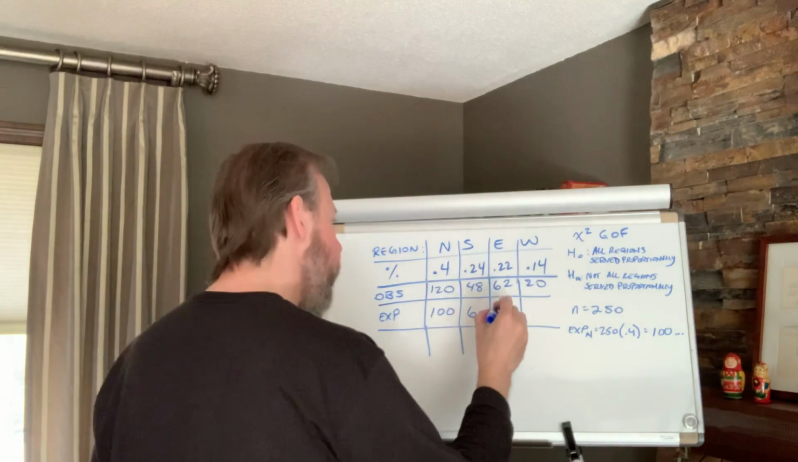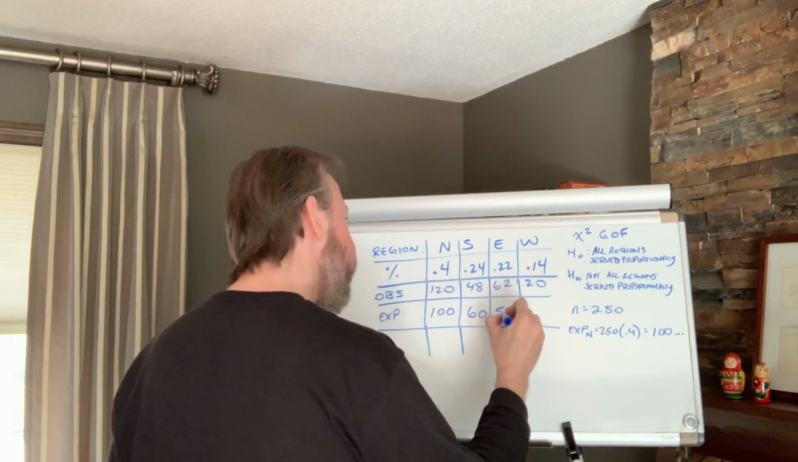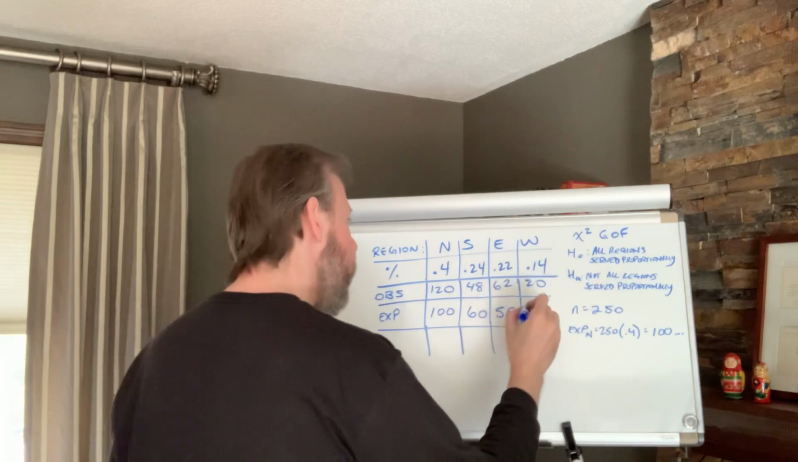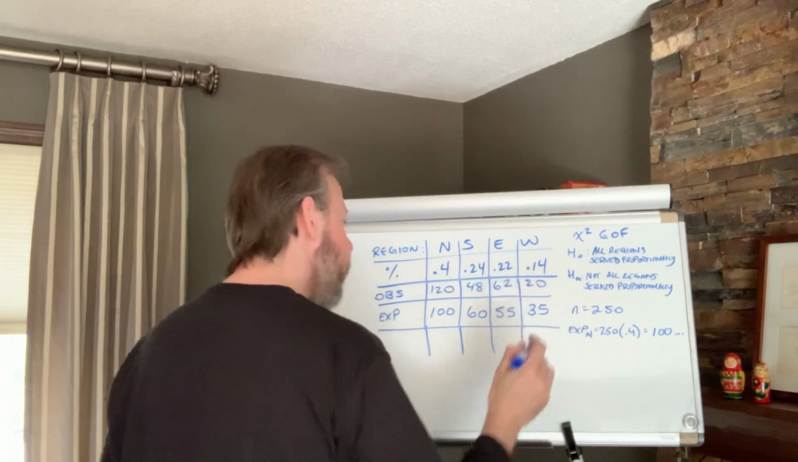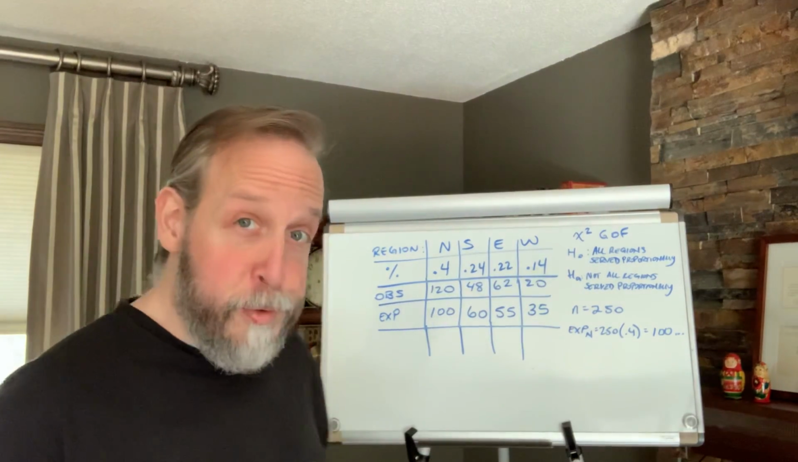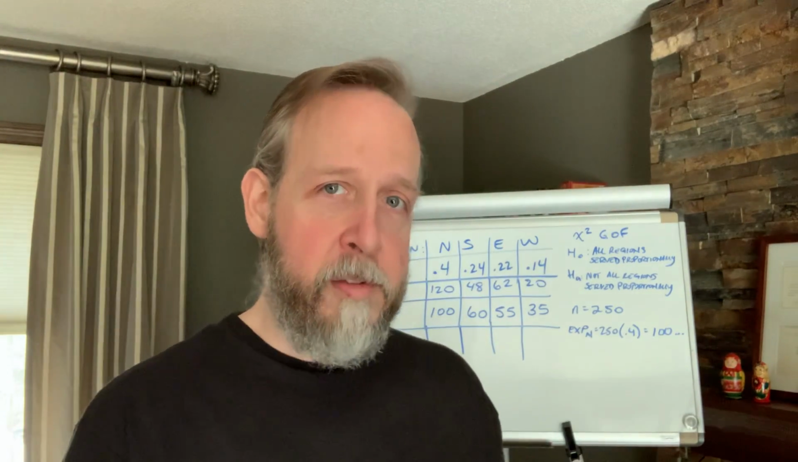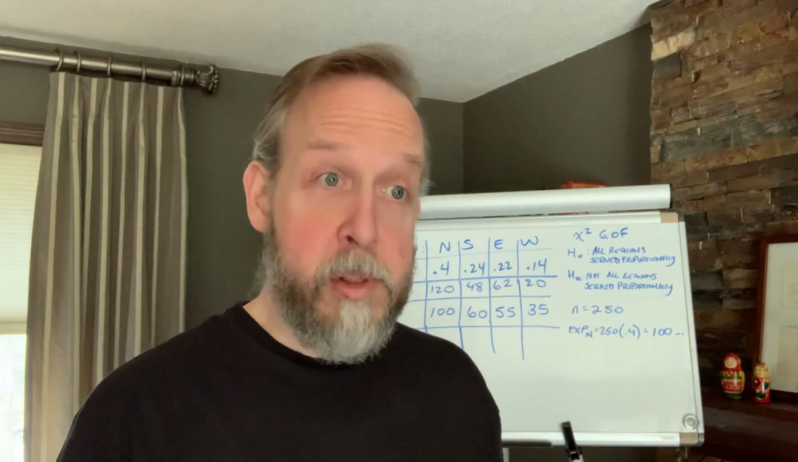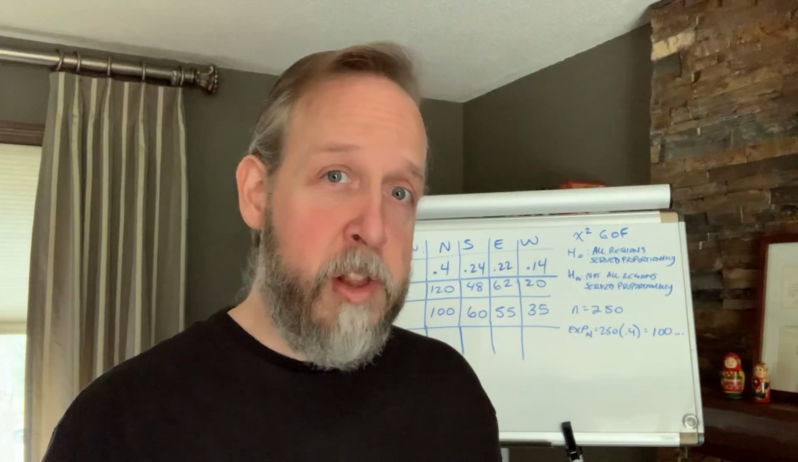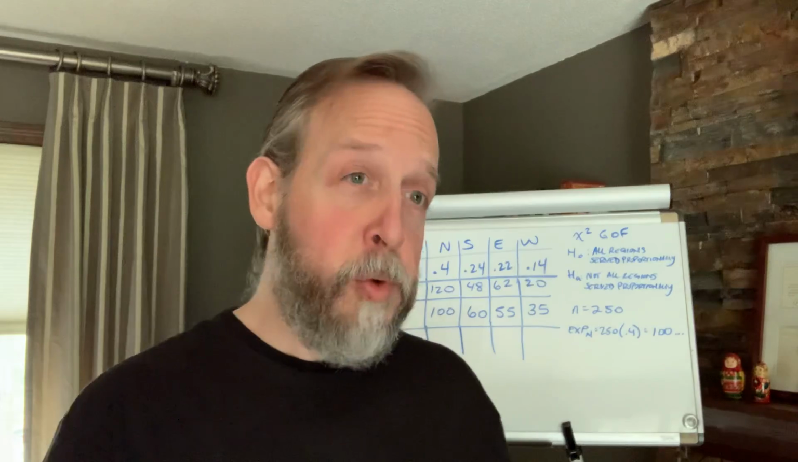22% of 250 is 55 people. 14% of 250 is 35 people. At this point, we can also verify the conditions for the goodness of fit test. The first condition is that we have a simple random sample. It did say that we had randomization in our sampling. That's great. Another condition is the 10% rule.